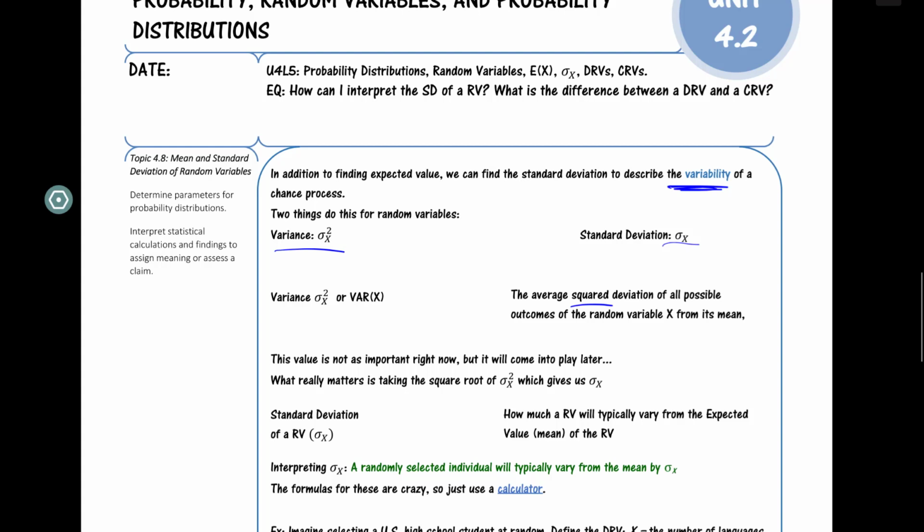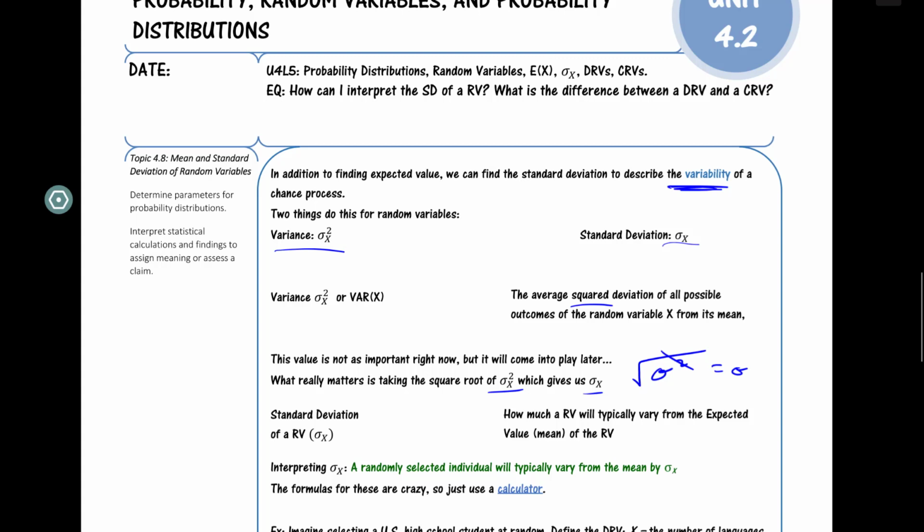Now, unfortunately, that's really confusing to think about, well, why do I care about the squared deviation? We usually don't. This value is not important right now, but it will come into play later, so I want to introduce it to you. What really matters is when you take the square root of sigma squared. If you have something squared and you take the square root of it, squares and square roots cancel each other out, and you're left with just the thing. So if I take the square root of sigma squared, I'm left with sigma, which is my standard deviation, and that's the most important thing.